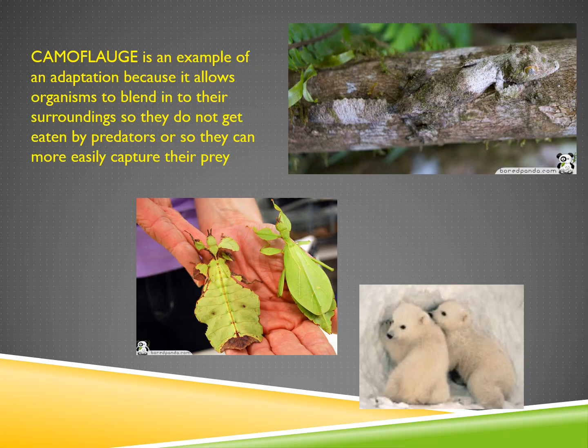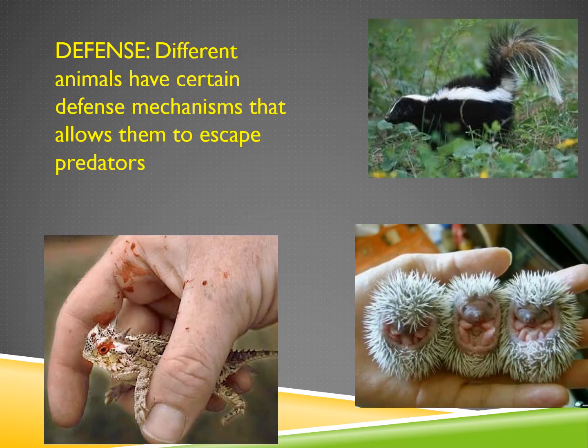So these are just more examples of adaptations. Camouflage is an example of an adaptation, because it allows organisms to blend into their surroundings so they do not get eaten by predators, or so they can more easily capture their prey. Like these little polar bears blend in with the snow because they have white fur. You can kind of see this frog up here on this tree limb is very camouflaged. These bugs look a lot like leaves, so they're able to better camouflage, so they won't get eaten.